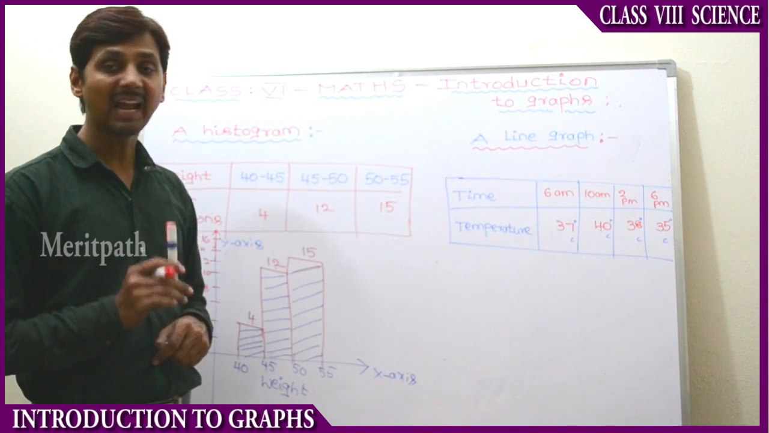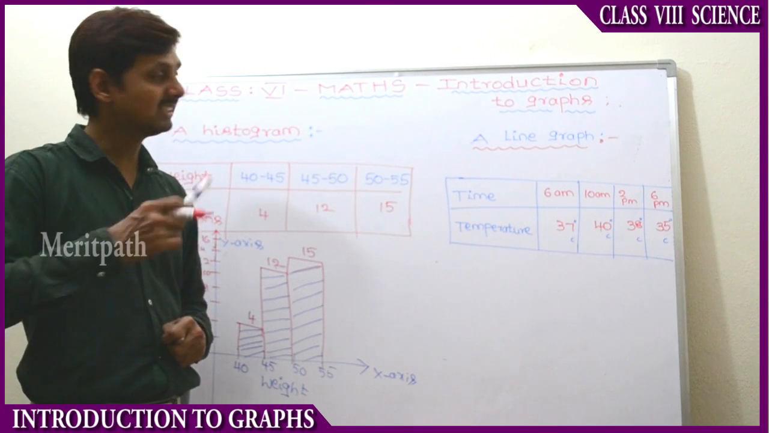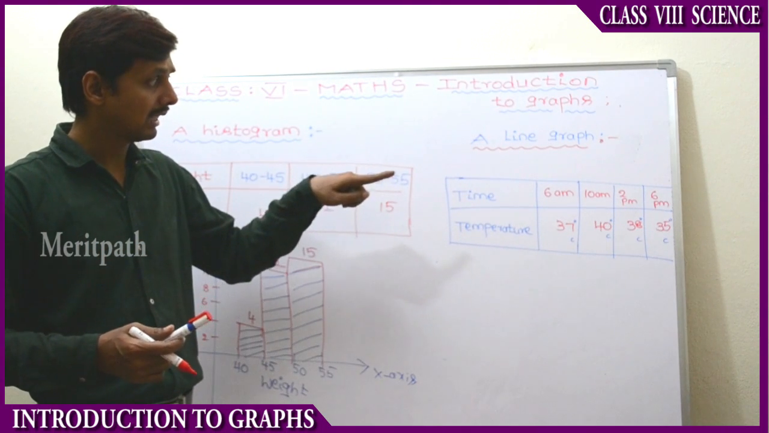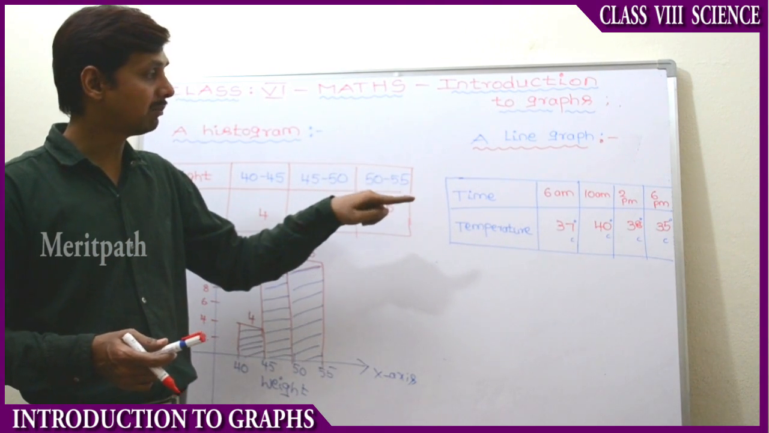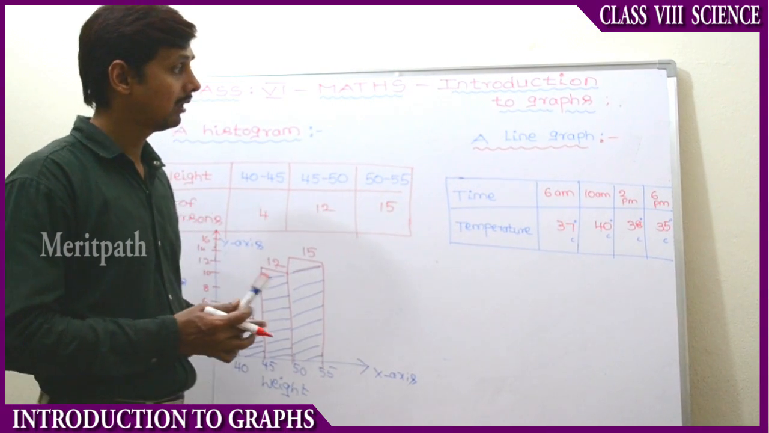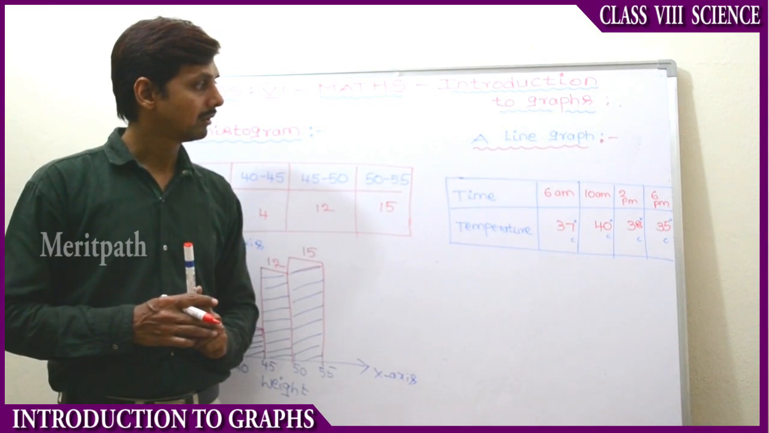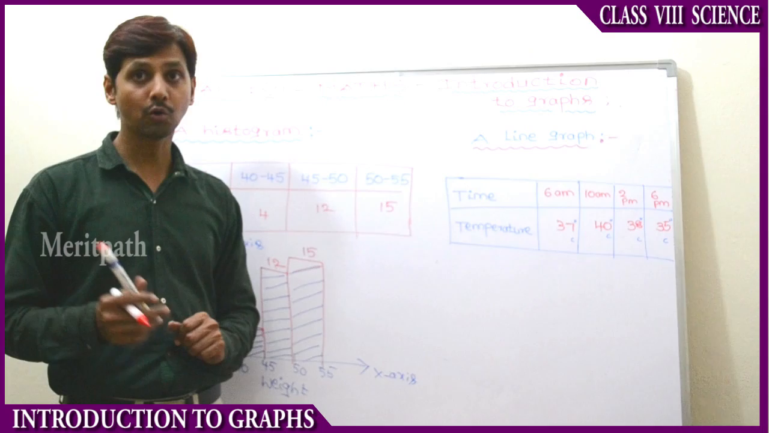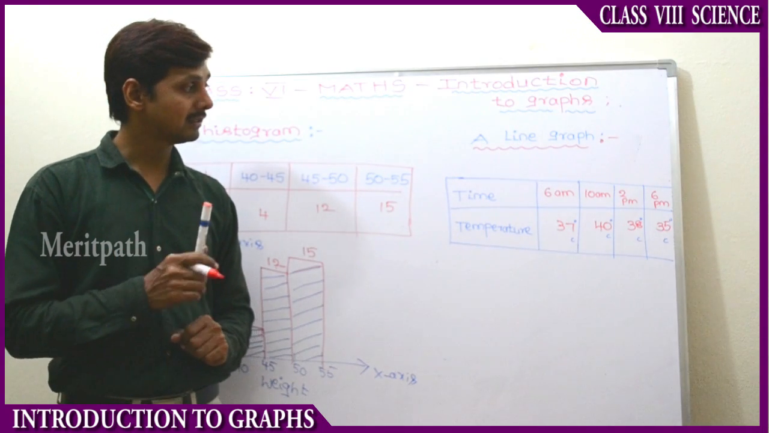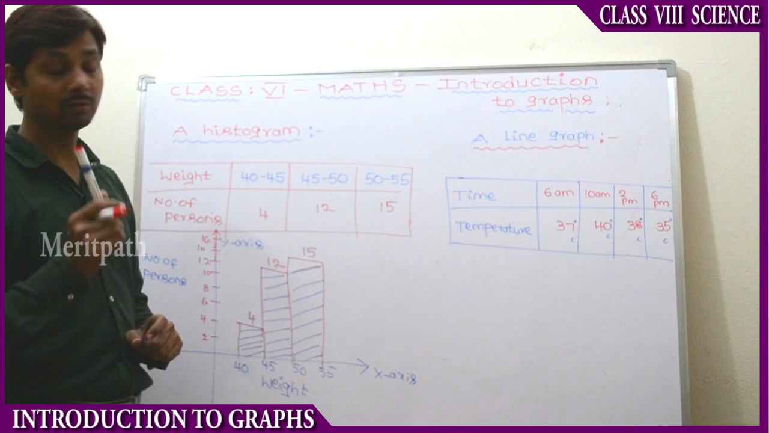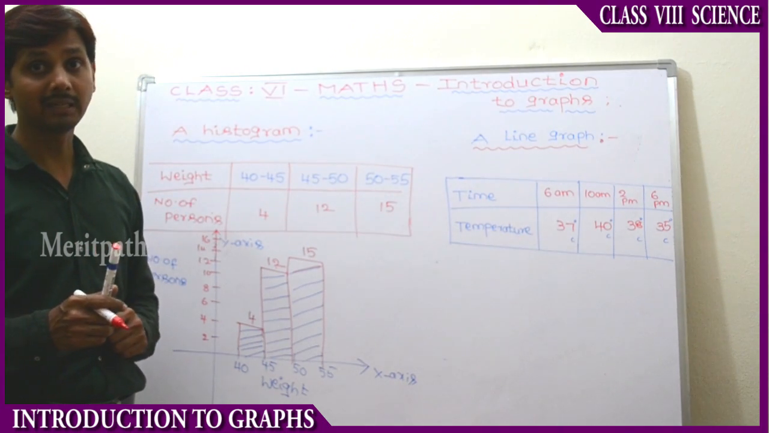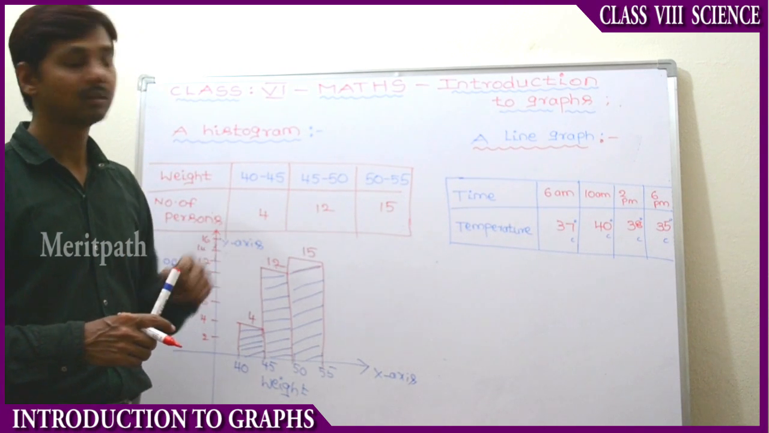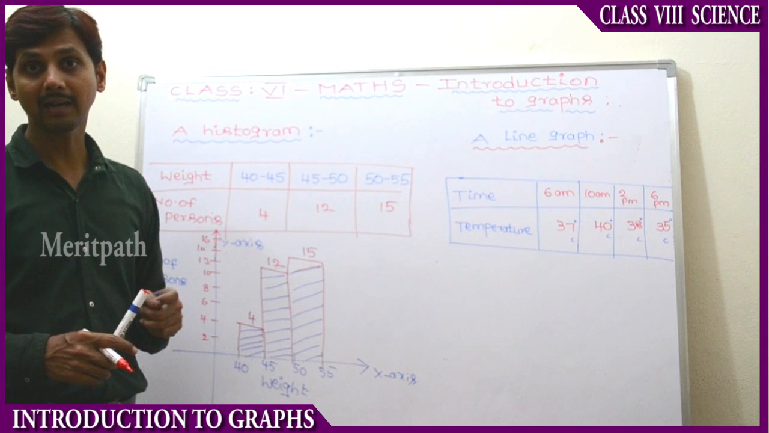Time and temperature are continuously changing over the periods. If you observe, at 6 o'clock the temperature is 37 degrees centigrade, at 10 o'clock 40 degrees centigrade, at 2 p.m., afternoon 2 o'clock, it's 38 degrees centigrade, and at 6 o'clock in the evening it is 35 degrees centigrade. So the data changes continuously. That is called a line graph.